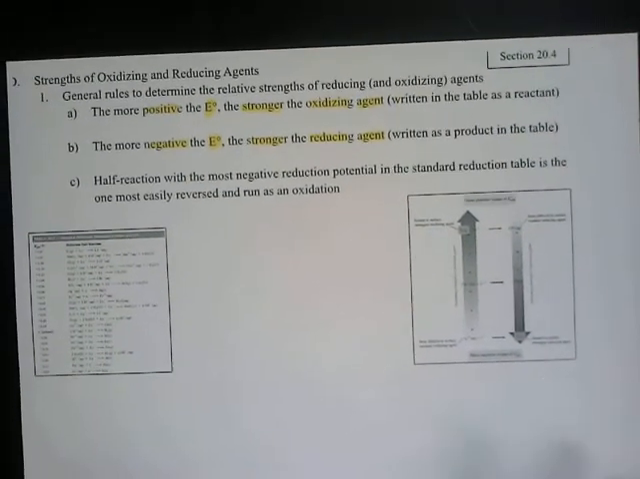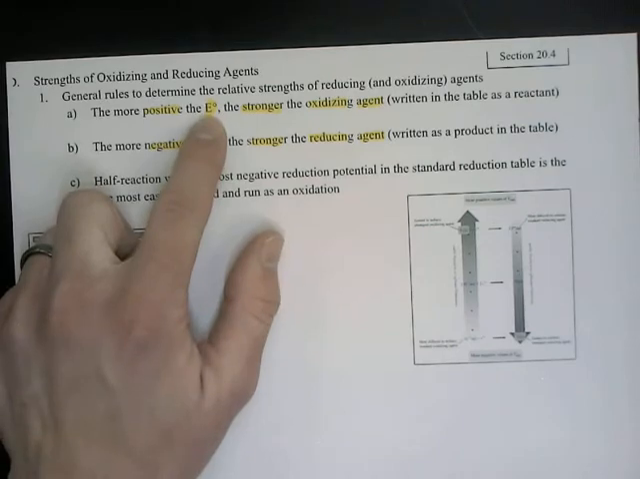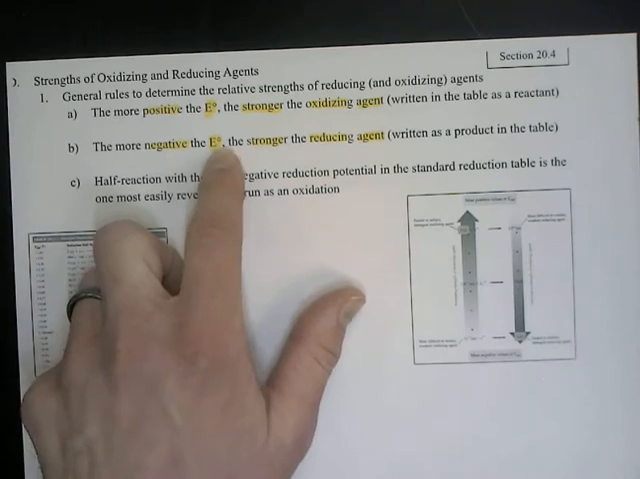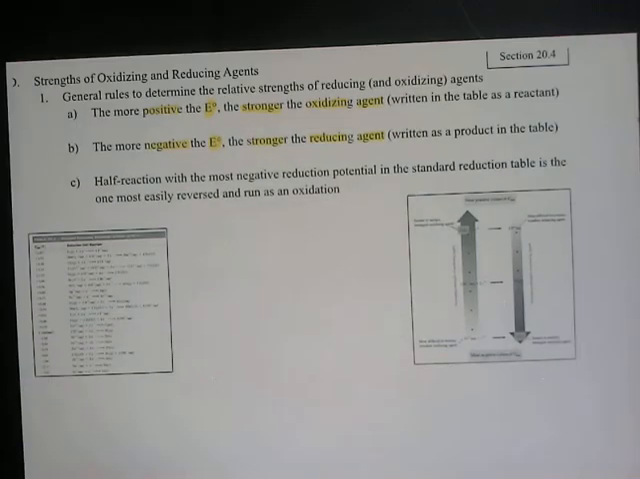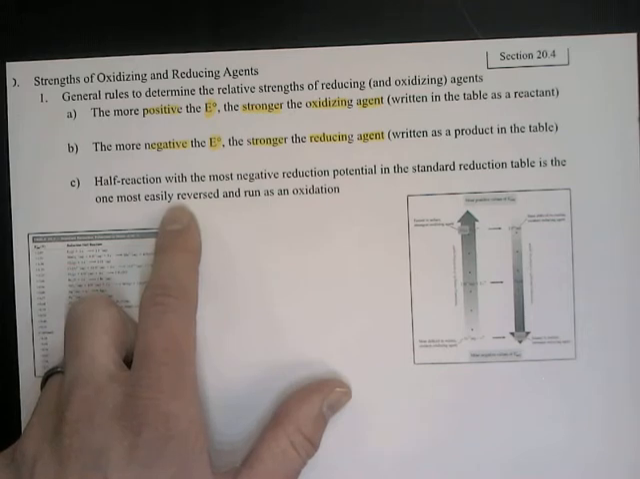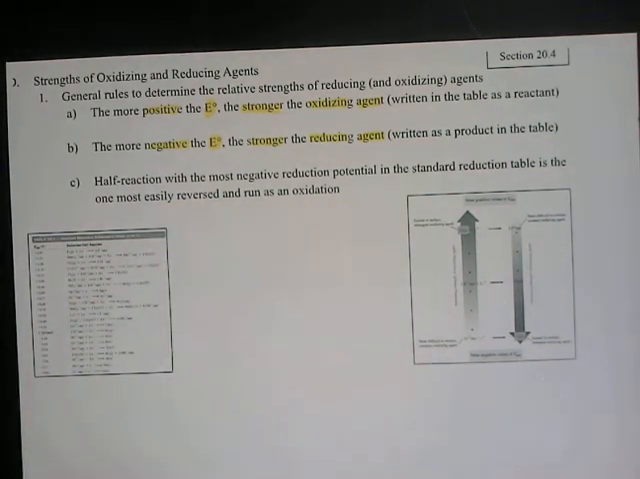All right, so we have some general rules to follow for finding the strengths of reducing and oxidizing agents. The more positive the standard cell potential is, the stronger the oxidizing agent. The more negative, the stronger the reducing agent. We need to look at our half reactions here. We have some more steps we can go through, but let's go ahead and do an example.